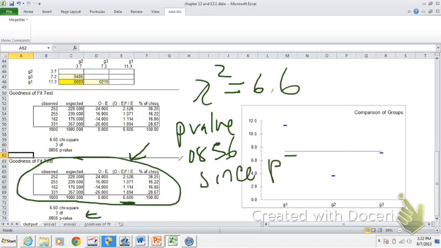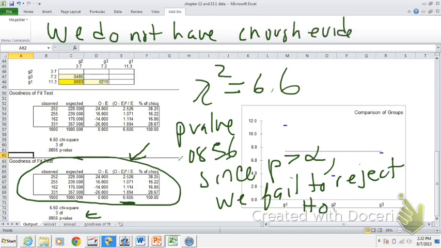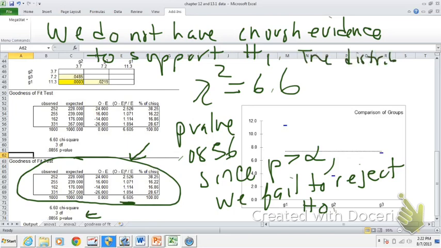Now you're good with decision rules. You know since p is greater than alpha, we fail to reject H naught. And that means that we do not have enough evidence to support the alternate hypothesis that said that the distribution significantly differed from 2000. So in the end, we do not have enough evidence to support H1. So the distribution does not differ significantly than what it did in 2000.